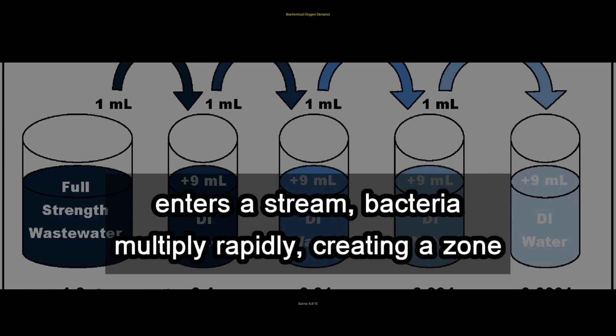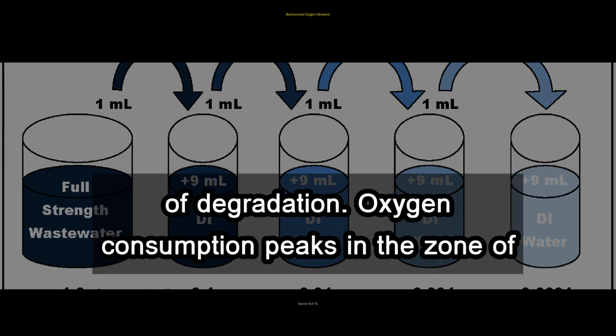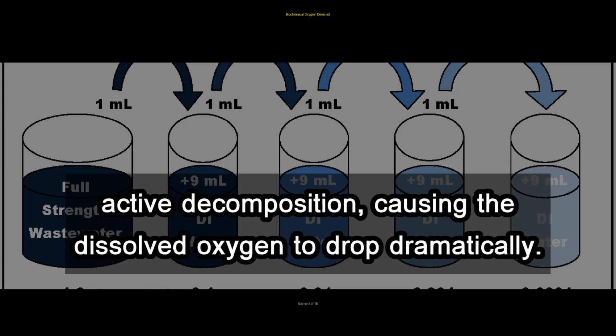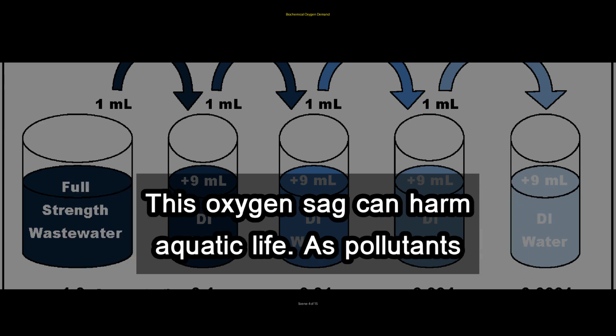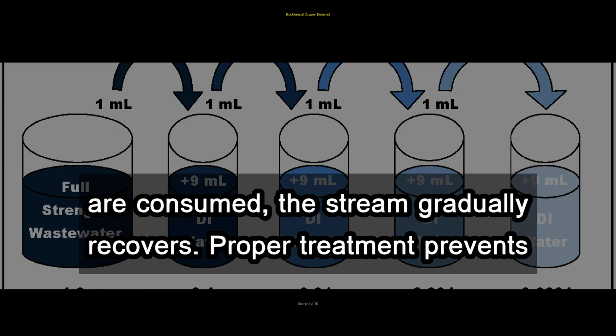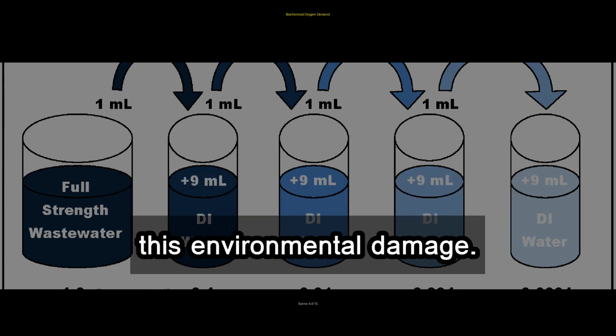When untreated wastewater enters a stream, bacteria multiply rapidly, creating a zone of degradation. Oxygen consumption peaks in the zone of active decomposition, causing the dissolved oxygen to drop dramatically. This oxygen sag can harm aquatic life. As pollutants are consumed, the stream gradually recovers. Proper treatment prevents this environmental damage.